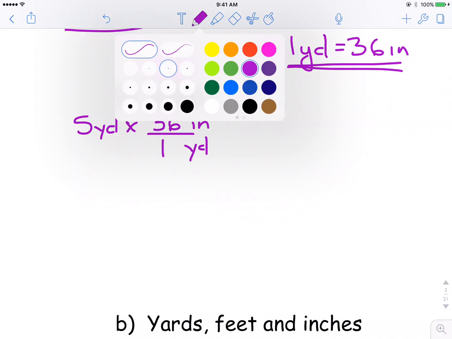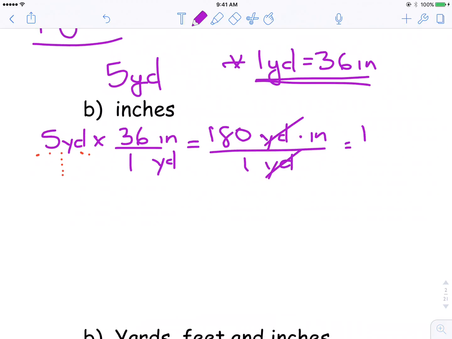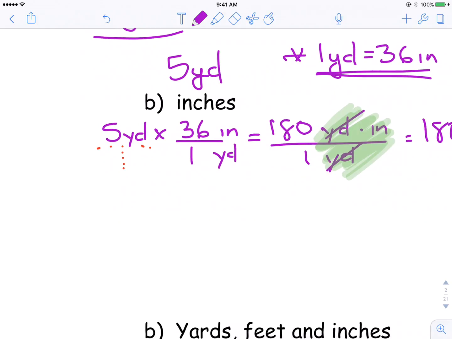And then I simply multiply. I create this into a fraction. Any number is a fraction just by putting it over 1. Multiply straight across the top, straight across the bottom, I get 180 yards times inches divided by 1 yard, and I see that these yards cancel. So I'm left with my 180 inches. Now this process of looking at these yards and inches and how they cancel, that's called looking at a conversion via unit analysis. So you'll see questions come up in the text that talk about doing some unit analysis.